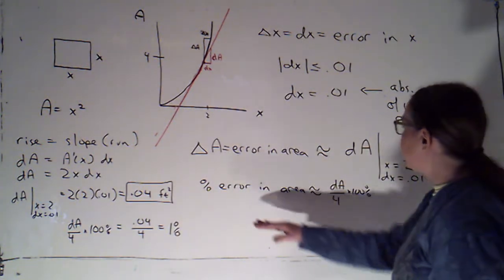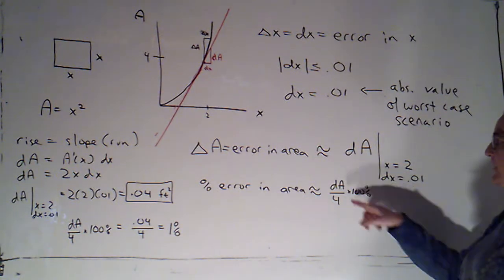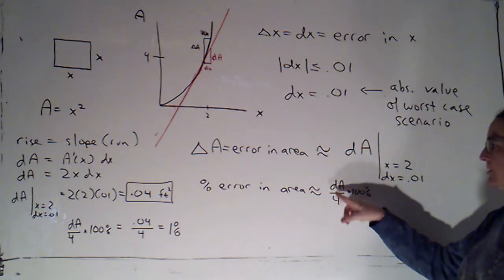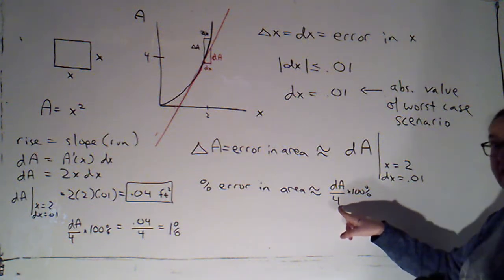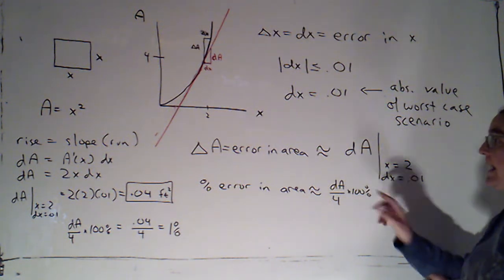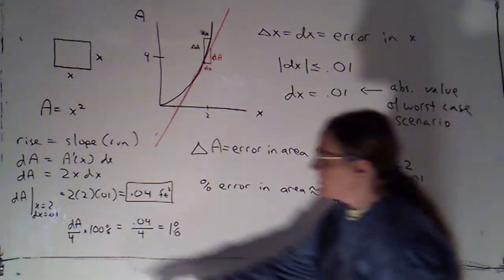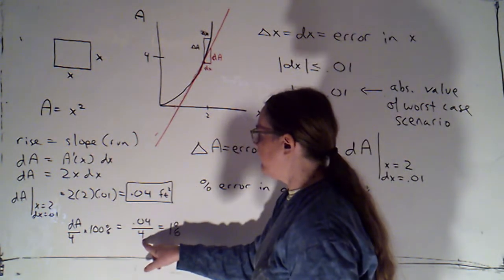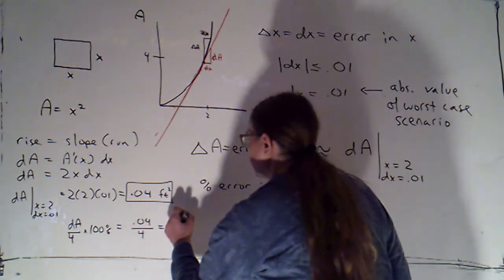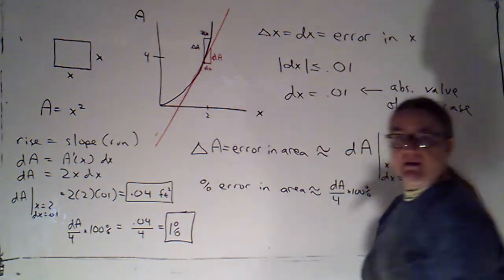Okay, and then to convert that to a percent, we needed to take that amount of error, divide by the area we were shooting for, which was 4, and convert to a percent. So, taking that, dividing by 4, and multiplying by 100%, we get 1%.